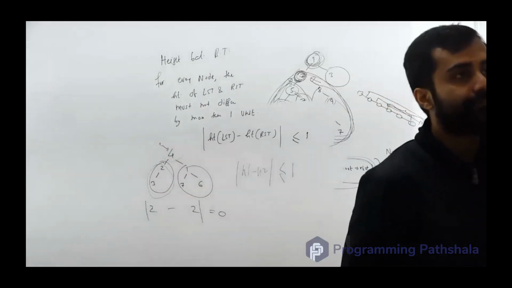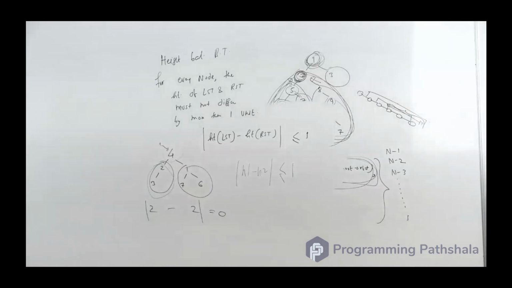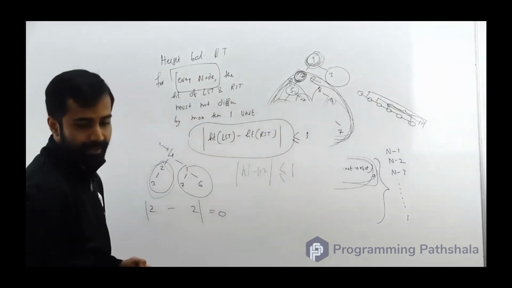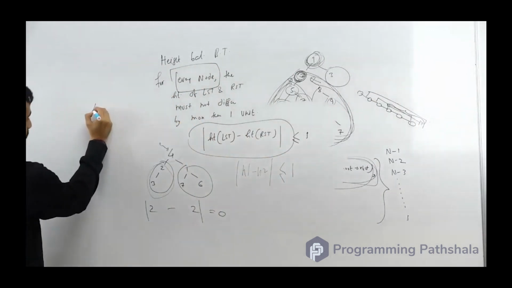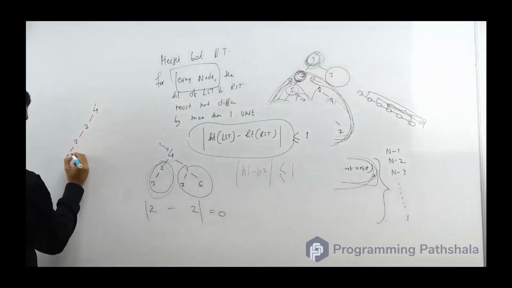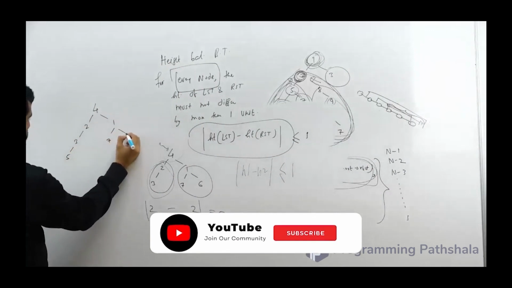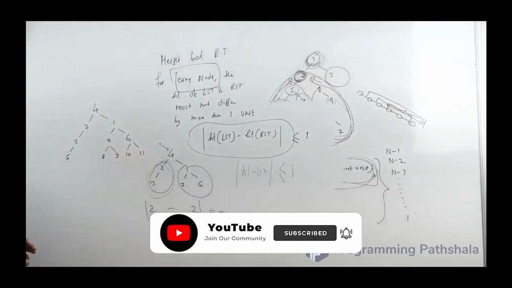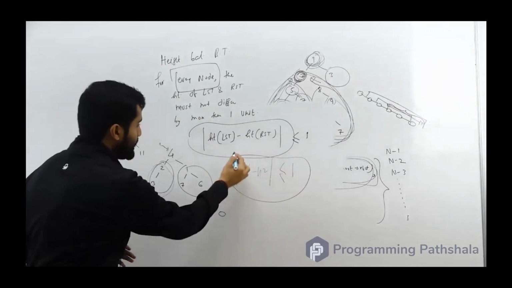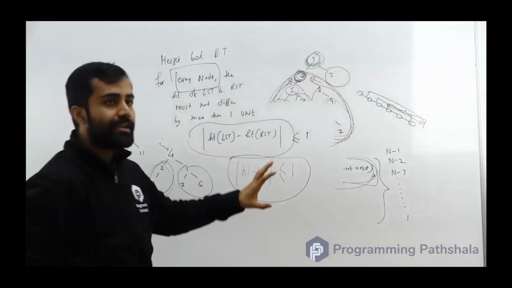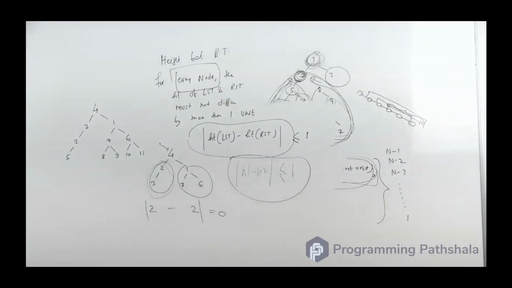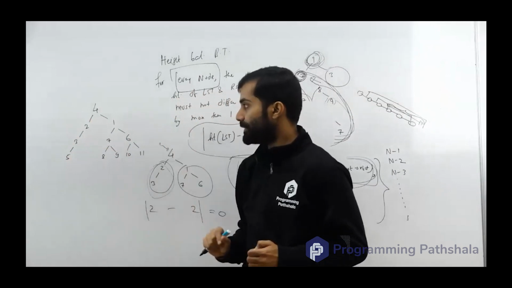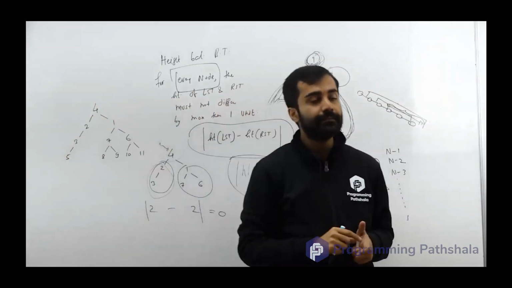Will that be sufficient? The answer is no, it will not be sufficient because the question clearly says for every node, this condition has to be true. So if instead you have something like this, and you perform this check only for the root, will this check be true or false? Only for the root, tell me. The check will be true. Why? Because the left height is 3 and the right height is also 3. But will you say this is a height balanced tree?